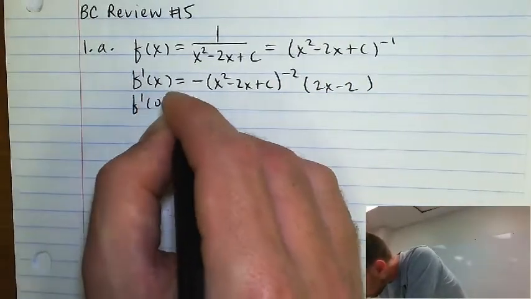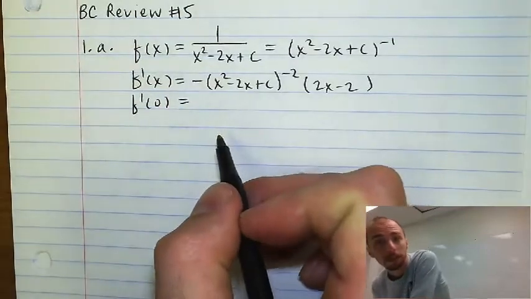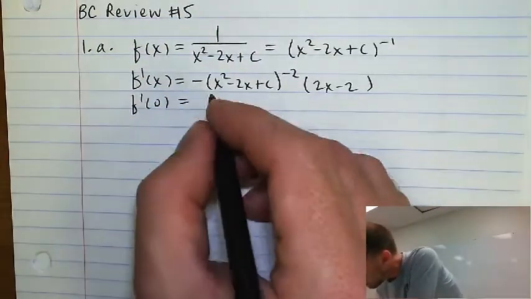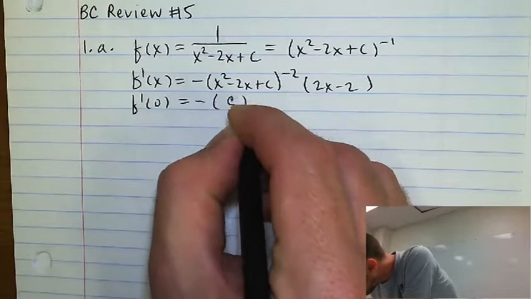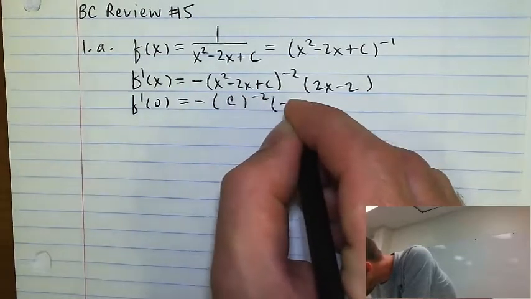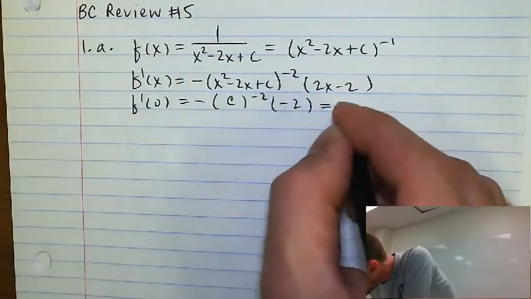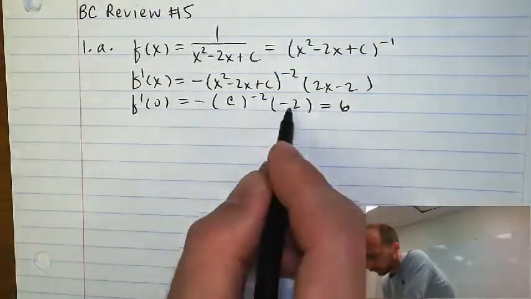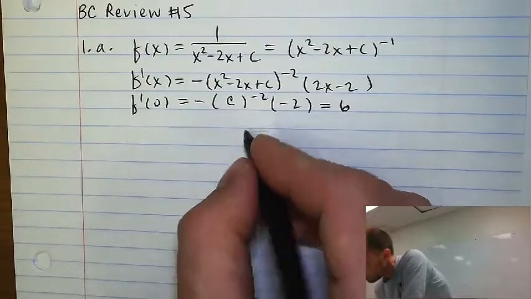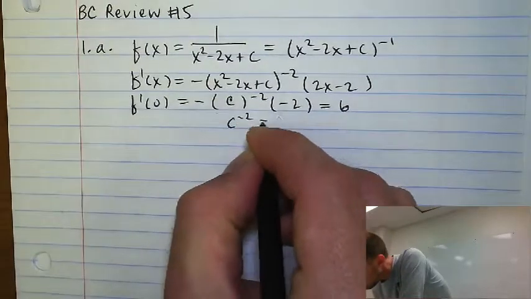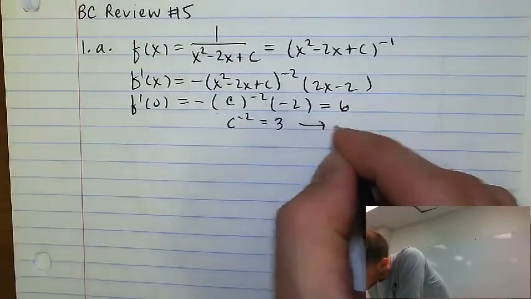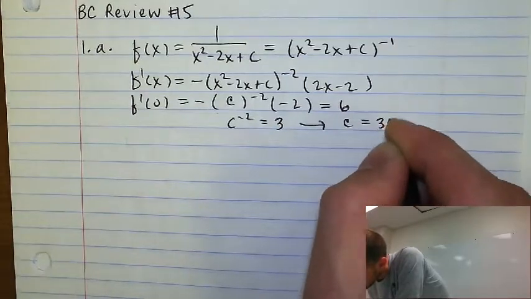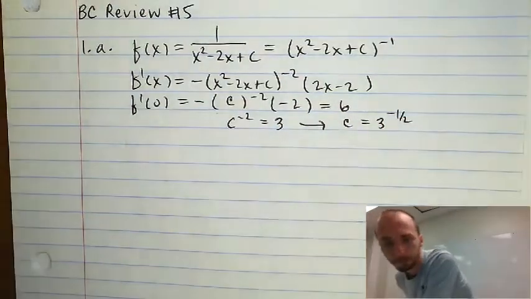F prime of 0, which I know is eventually going to have to equal 6, is going to be the negative of c to the negative 2 times 0 minus 2, and that needs to equal 6. So what I'm going to do is divide by 2, because I've really got a 2 here with a negative. So I'll have c to the negative 2 equals 3, and that gives me that c is equal to 3 to the negative half power.